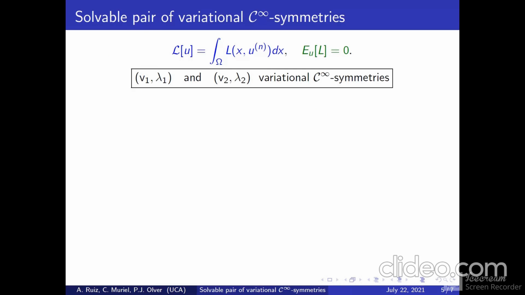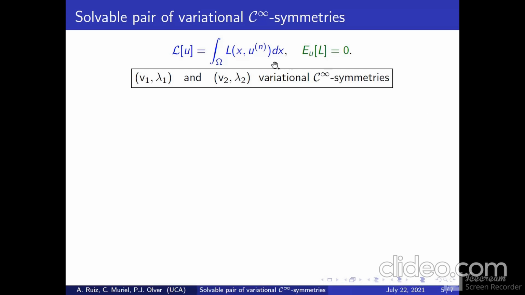So many papers in the literature have proved that variational symmetries and variational C-infinity symmetries are useful for finding exact solutions to the Euler-Lagrange equation. So now we center our attention on how we could use two variational C-infinity symmetries in order to perform order reduction of the Euler-Lagrange equation by using these two variational C-infinity symmetries.